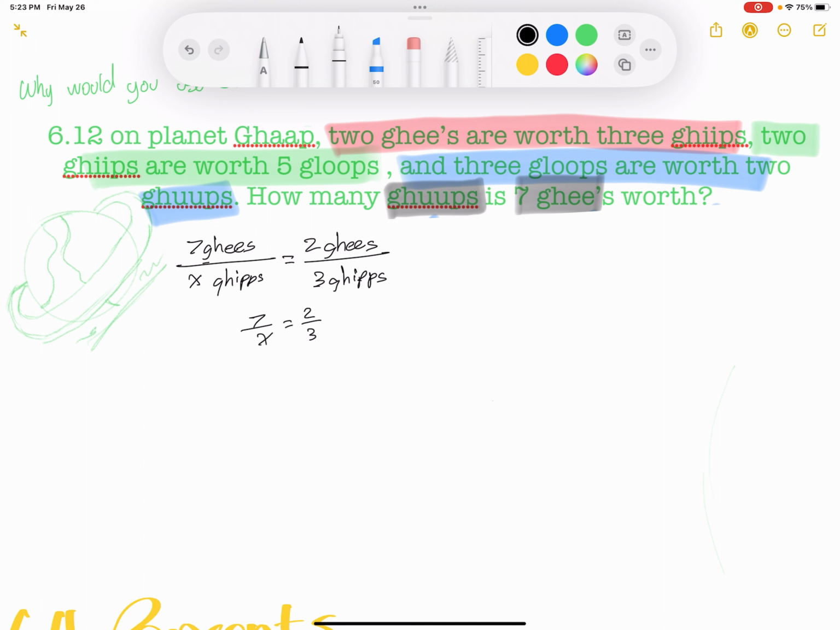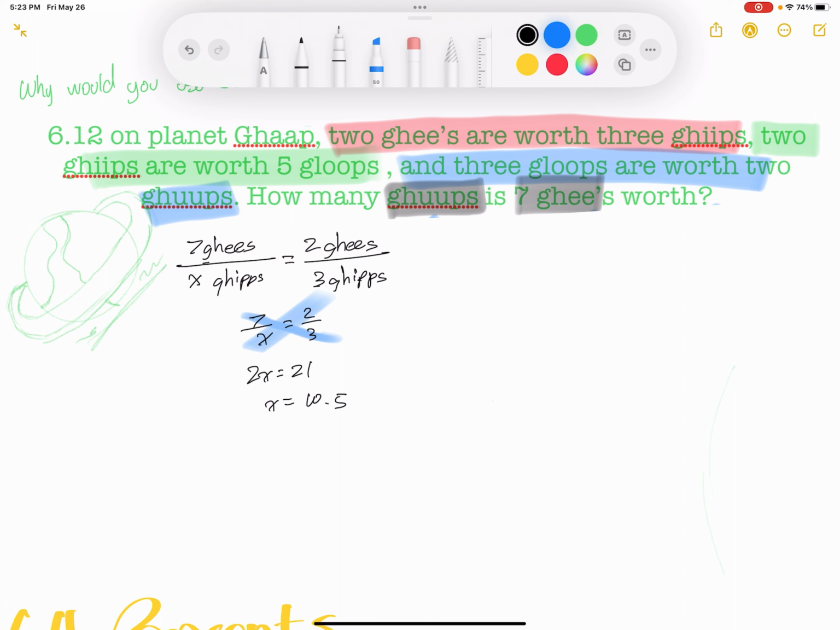So 7 divided by x equals 2 divided by 3. You might be wondering, didn't I just take all that time to write down gees and gips? Well, I only wrote them down to make sure I don't mess up, and the whole line is one single conversion factor, not gees to gips to gups. It's just 2 over 3. So now we cross multiply. That gets us 2x equals 21, x equals 10.5. Now taking that in hand, we shall do the next conversion.